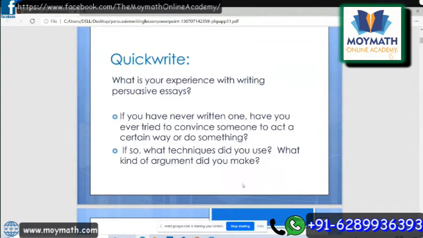Actually, this is the main purpose of persuasive writing, that is, to convince someone to act a certain way or do something. That is the main purpose of persuasive writing. There are different techniques to be used in doing so. What kind of argument did you make? This is very important. How do you convince people? Have you ever tried convincing people?